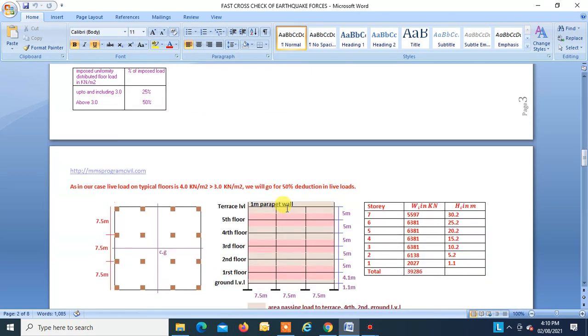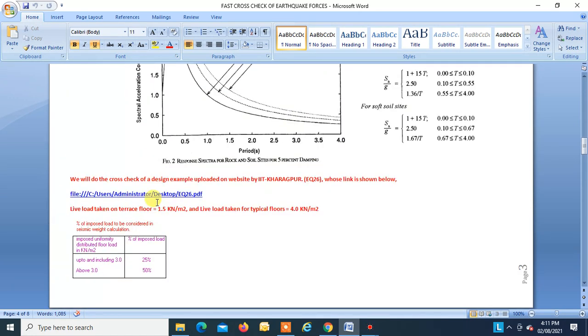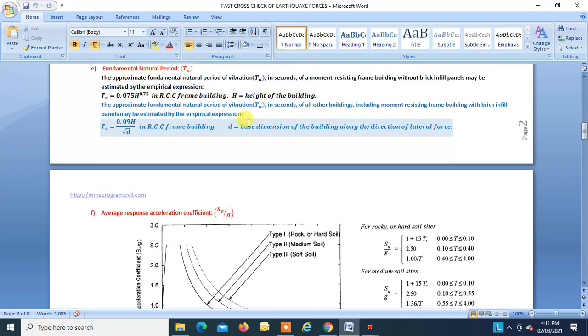So if your lateral force is in this direction, then you have to take d equal to this. And if your lateral force is in this direction, then you have to take d equal to this. So this will be d in that case. So you have to take the dimension along the lateral force. That is what the code says: base dimension of the building along the direction of the lateral force.